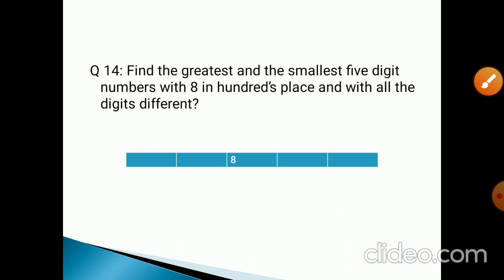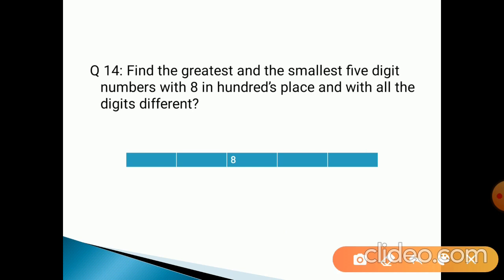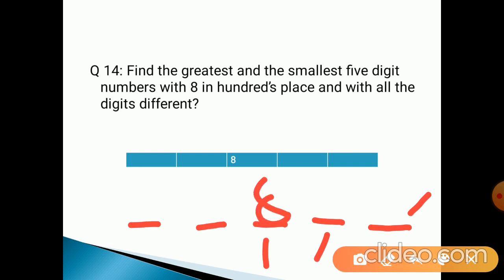Now we will do the next question, that is question number 14. Find the greatest and the smallest 5-digit numbers with 8 in the 100 place and with all the digits different. So we need to form a 5-digit number. We will make 5 boxes, 1, 2, 3, 4, 5, and there is a condition that digit 8 will be at the 100 place. We know that we start with ones, then this is tens, and this is 100. So we will write 8 here.